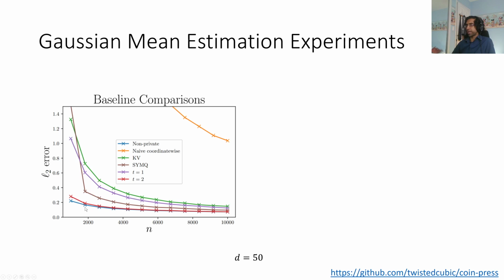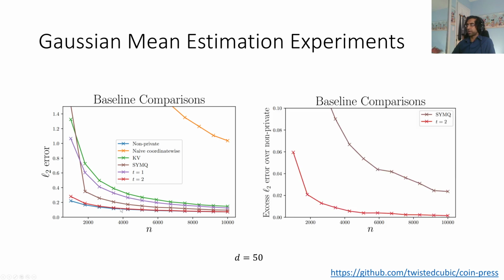To zoom a bit more in, this plots the L2 error, so let's look at the excess L2 error. That is, how much worse than the non-private estimate are we? And you can see here that our method, t equals 2, drops fairly quickly to almost 0 excess error, whereas SimQ, the do-it-all method, which is the next best one, has significantly more error for all n, orders of magnitude in some cases. Cool, so that's for d equals 50 dimensions.